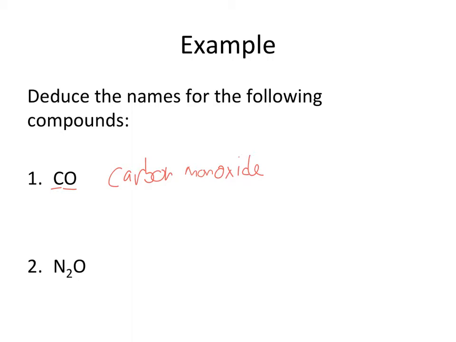Okay, so the second one, N2O. So again, we write the first one as is, nitrogen. And again, the second one, we change the ending to ide, so it's oxygen, change the ending to ide, so it's oxide.